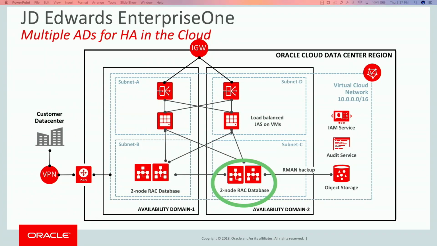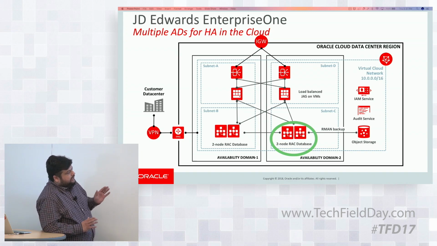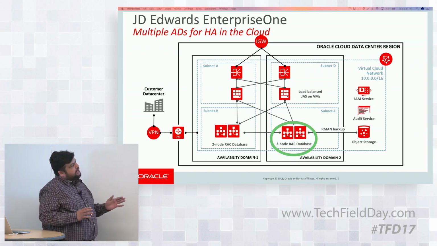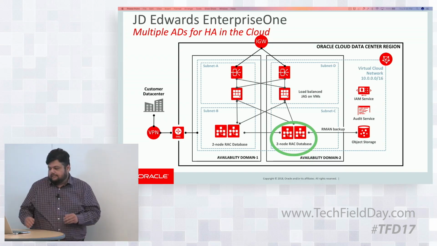This is what we'll be demonstrating in the environment. We will be doing the JAS failover, the main application server for JDEdwards, across ADs, sitting behind a public load balancer. Then in the second use case, I'll demonstrate how a 2-node RAC can fail over and switch over across ADs for data integrity. So I'll go directly into the demo.